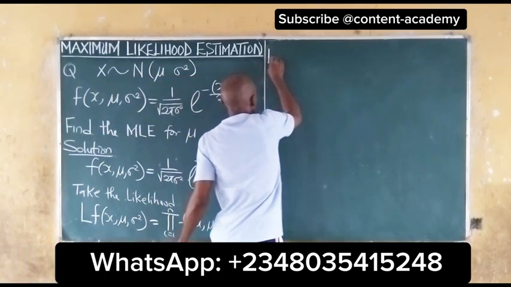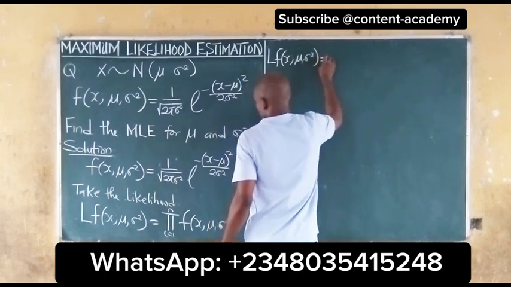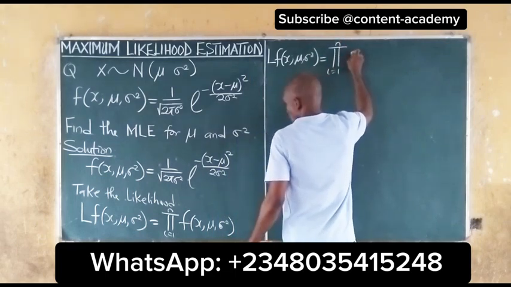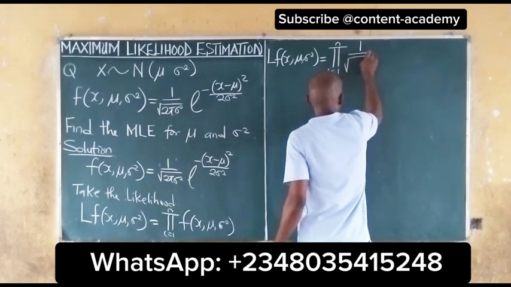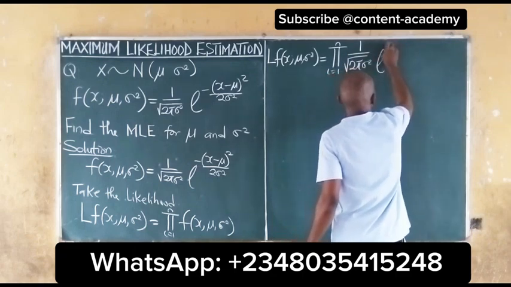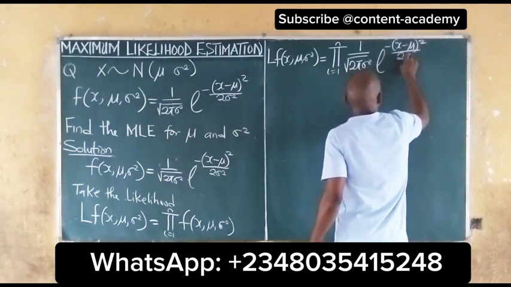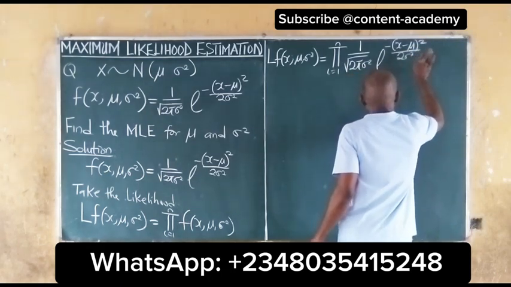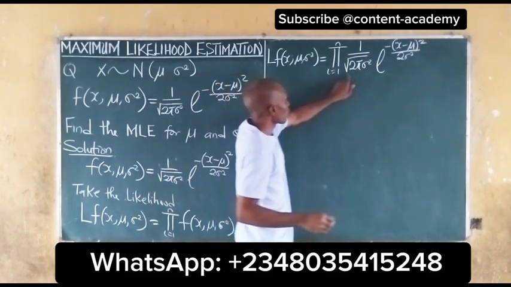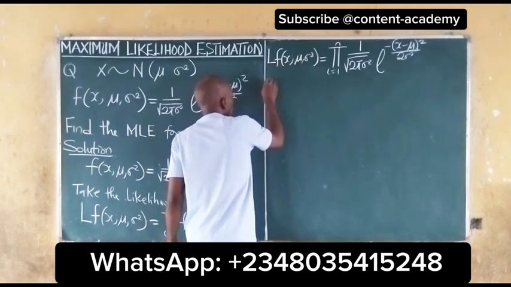Now, it then means that our likelihood function is equal to the product, as i goes from 1 to n, of 1 all over the square root of 2 pi sigma squared, exponential negative (x minus mu) squared all over 2 sigma squared. Now, if you take the product of this function, this is how it will come out.